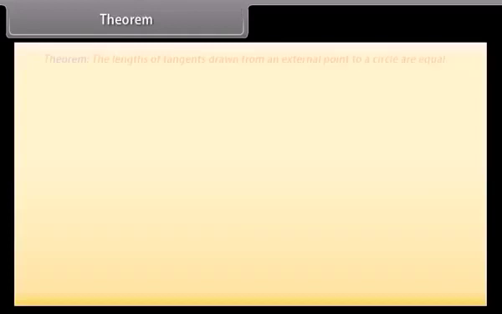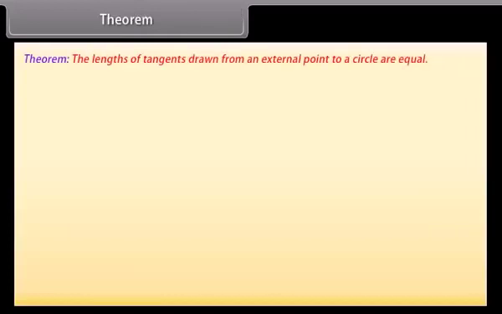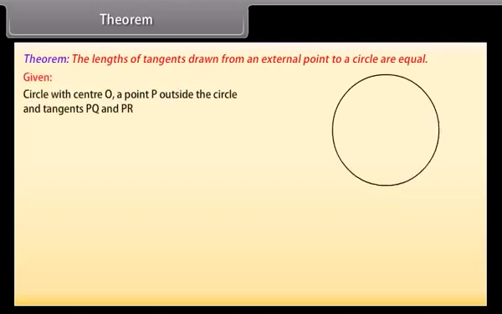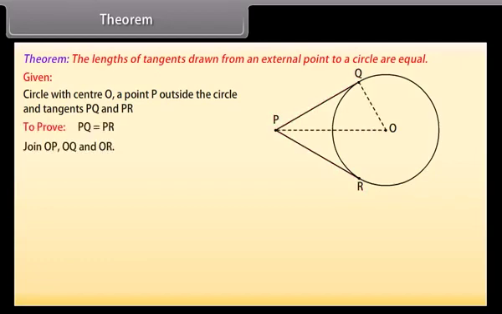Theorem. The lengths of tangents drawn from an external point to a circle are equal. We are given a circle with center O, a point P lying outside the circle, and 2 tangents PQ, PR on the circle from P. We need to prove that PQ is equal to PR. Let's join OP, OQ and OR.